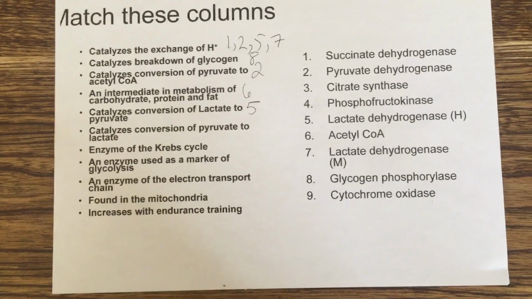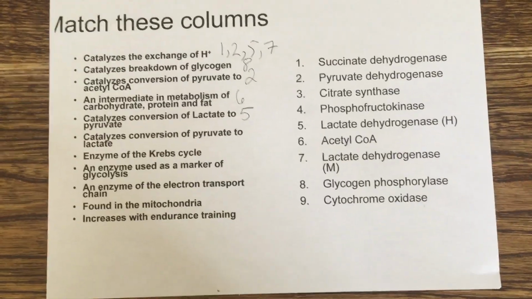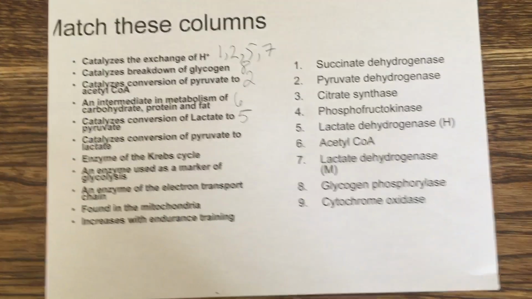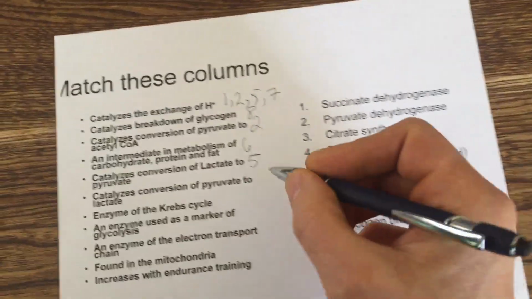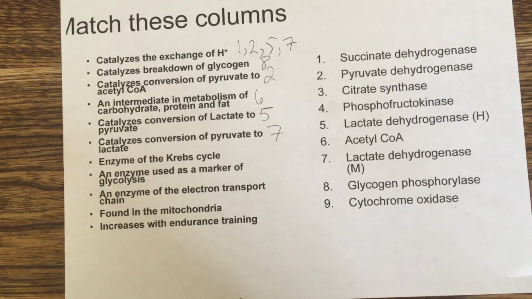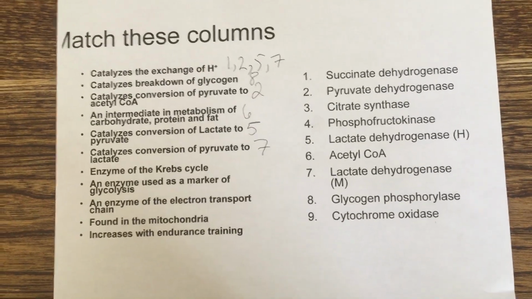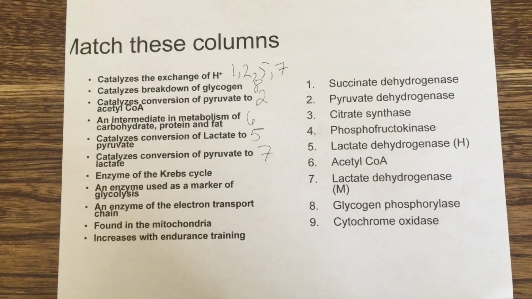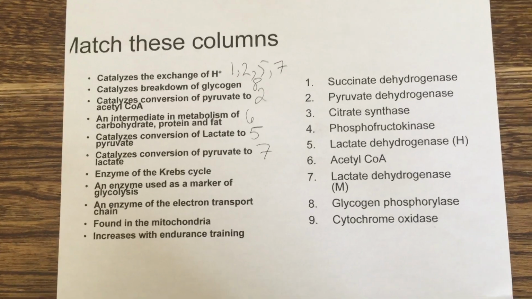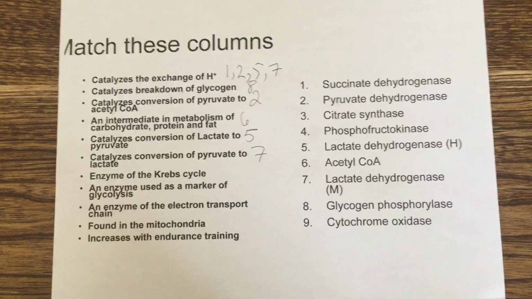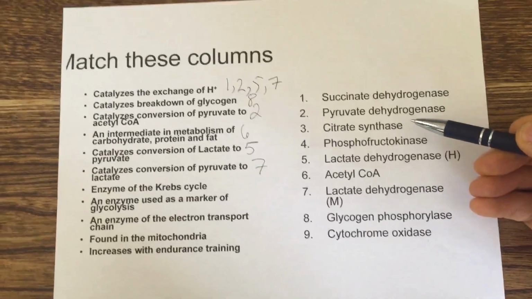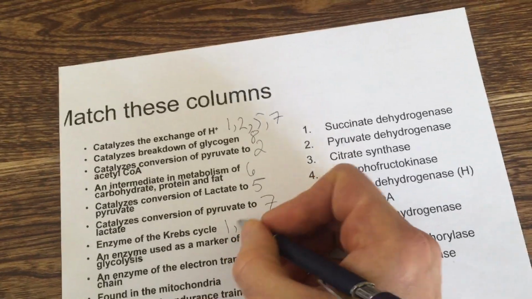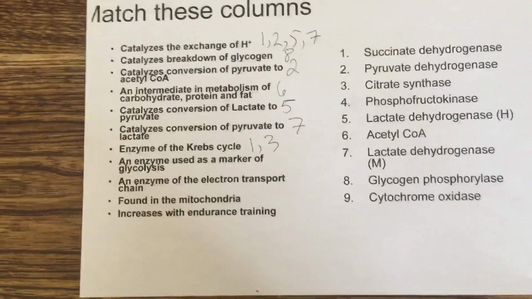Catalyzes conversion of pyruvate to lactate. So this is the reverse reaction. This occurs in the cytoplasm, and this would be your lactate dehydrogenase M form. So your answer here is number 7. Enzyme of the Krebs cycle. So these are just markers of the Krebs cycle. There are many enzymes of the Krebs cycle, but these are the only 2 that you have to know or recognize, and that would be succinate dehydrogenase and citrate synthase. So you're looking at numbers 1 and 3 for that answer.